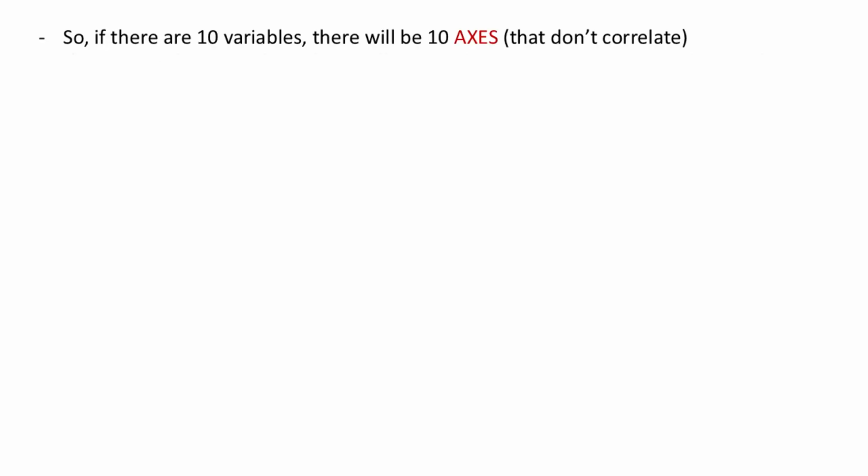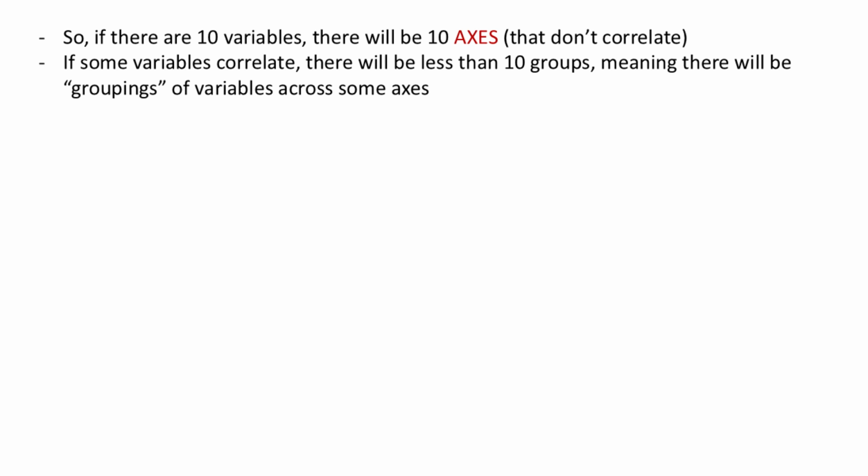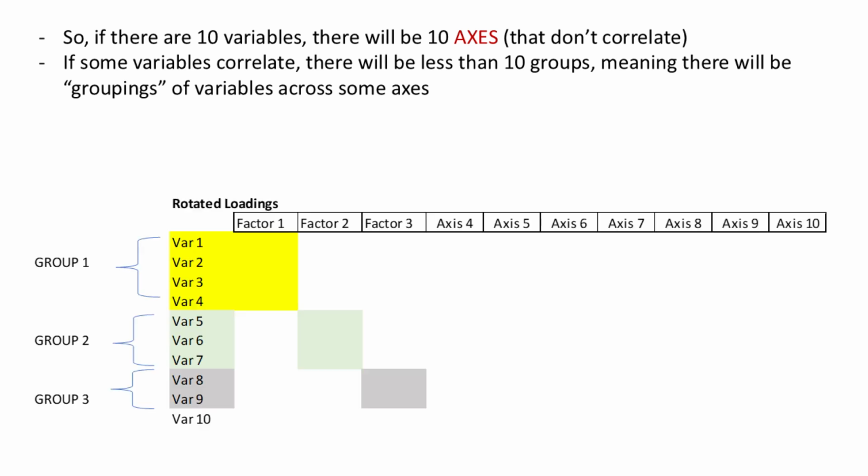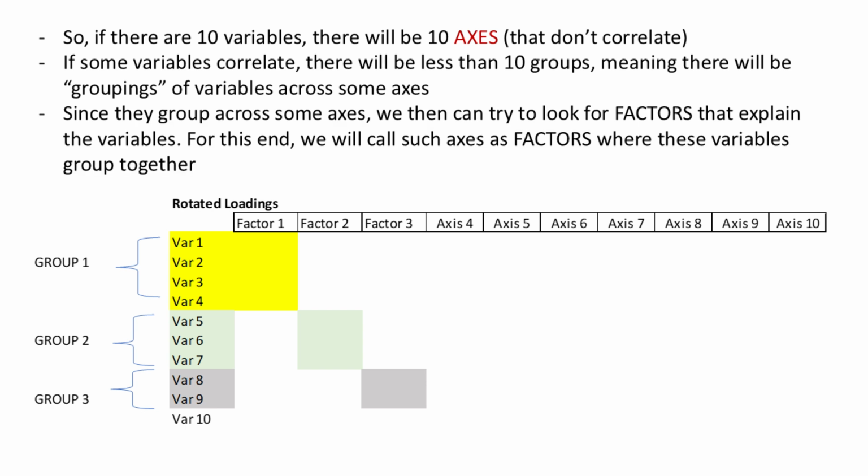So if there are 10 variables, there will be 10 axes. If some variables correlate, there will be less than 10 groups, meaning there will be groupings of variables across some axes. And you have this diagram to show that idea. Since they group across some axes, we can try to look for factors that explain the variables. For this end, we will call such axes factors, where these variables group together.